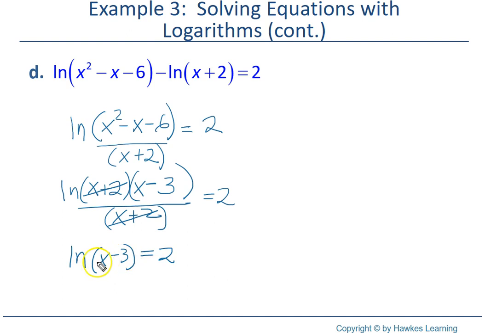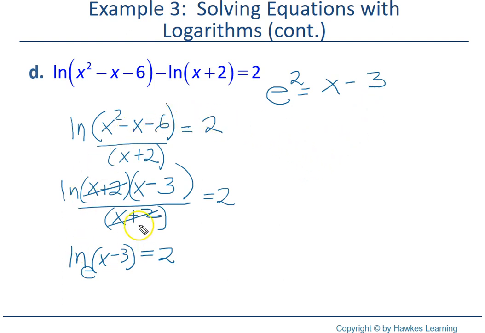So what would my base be here? Remember, our base is e. This is a natural log. So we have e. Our exponent is going to be 2. And we have here our answer is x minus 3.